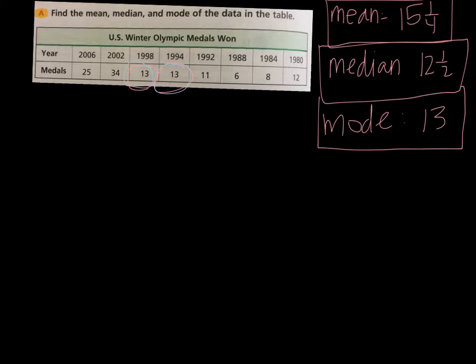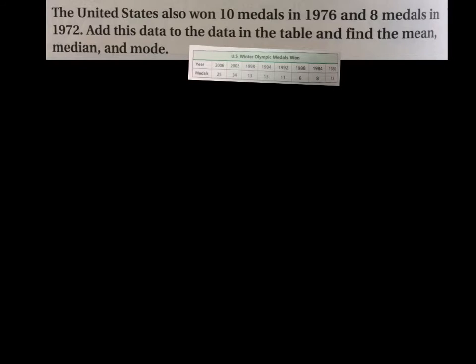Now let's go to the next section. All right, so now we're going to add some outliers here to see what that does. The United States also won 10 medals in 1976 and 8 medals in 1972. Add this data to the table and find the mean, median, and mode. So I guess we're not really doing too many outliers here. We're just going to see what would happen if we added some new data into our data set.